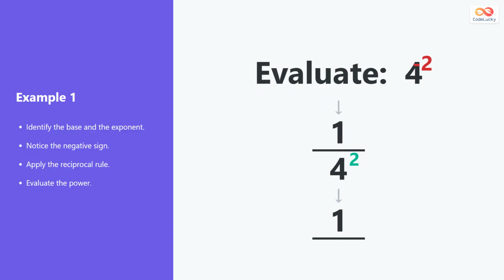Let's try a numerical example. We have 4 to the power of negative 2. Since the exponent is negative, we rewrite this as 1 over 4 to the positive second power. Now, we just evaluate the denominator. 4 squared is 16, so our final simplified answer is 1/16.